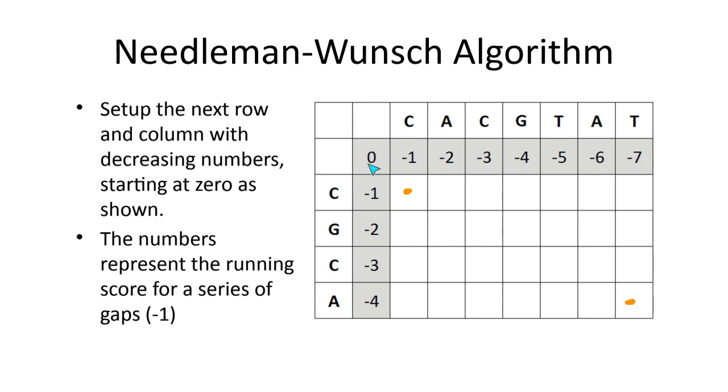Same thing along this column right here. This first cell is a 0, but then we just go 1 less than that. So -1 there, 1 less than that, -2 there. We put in those numbers and that sets it up. That gives us some initial set of numbers we can work with.